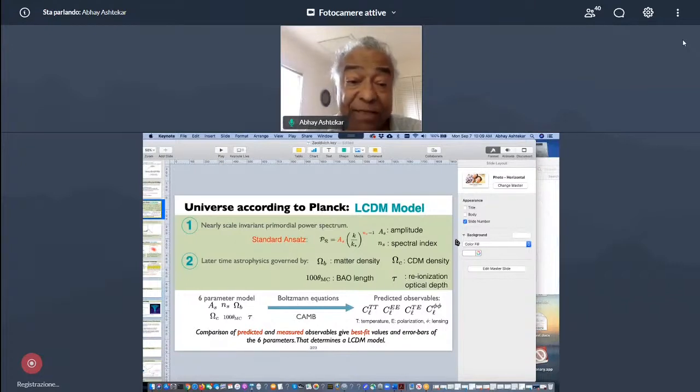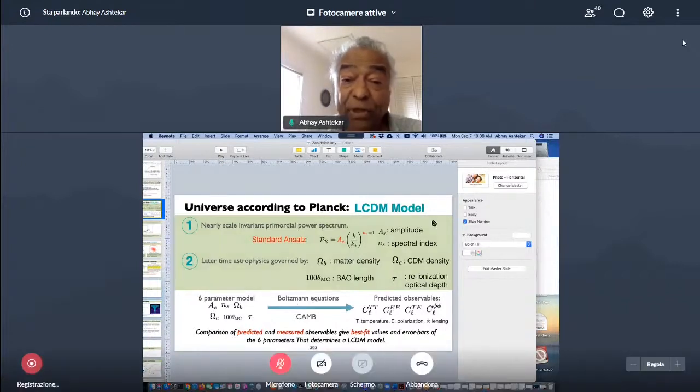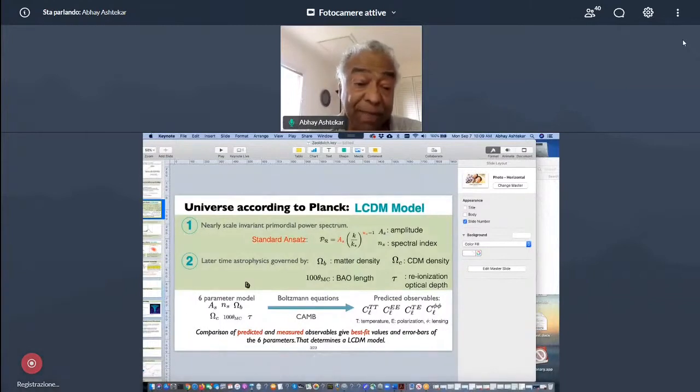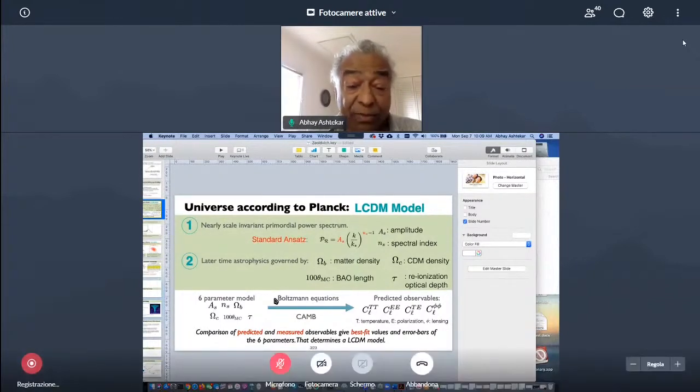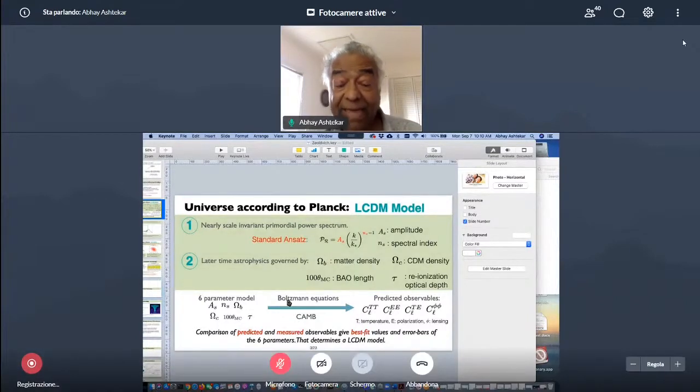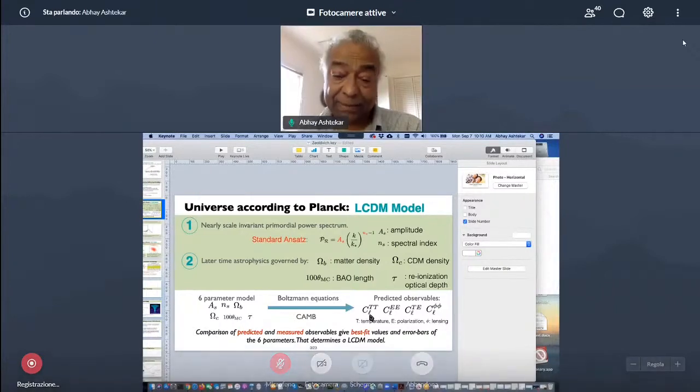Given these six parameters, we get a particular lambda CDM model, and then we can use the Boltzmann equations from astrophysics and the CAMB code. Then that gives us predictions for observables. And the observables are the temperature correlation functions, and we see them in the sky.